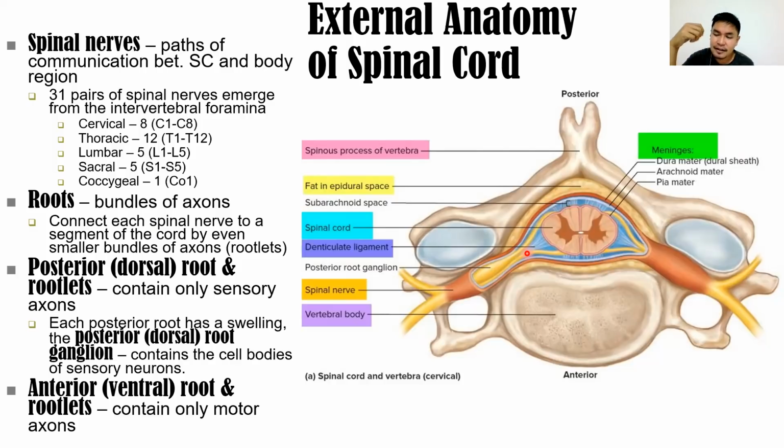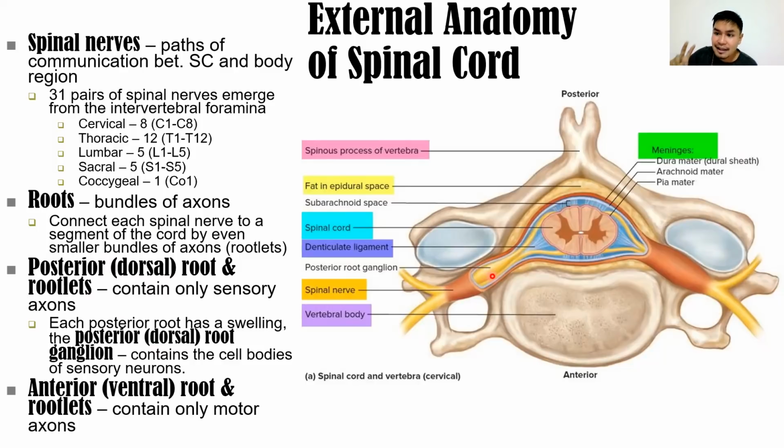Posterior is sensory, anterior would be your motor. So your posterior dorsal root and rootlets contain only sensory axons. Each posterior root has a swelling, the posterior dorsal root ganglion. So this is your posterior or dorsal root ganglion, posterior nerve root. Then you have here the swelling. This is your posterior root ganglion.